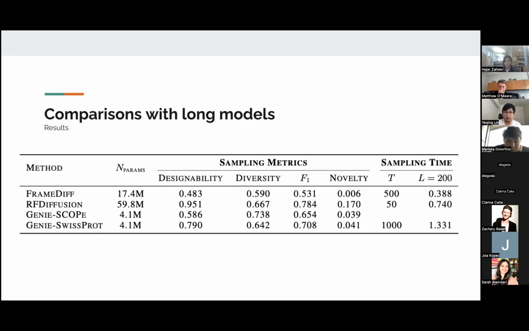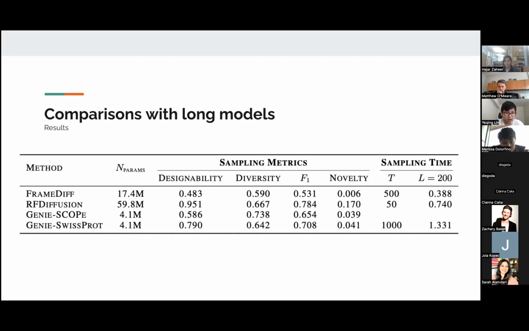And then here we show everything in a table. Here designability is not considering scTM, but it's considering scRMSD less than 2, which is consistent with the evaluation metric in RFdiffusion. So it's a much more stringent criterion, because it enforces that the structure you generate must be within 2 angstroms of the actually designed structure. Diversity is the same. Assessments of the number of unique clusters, F1 score, and novelty are the same here.